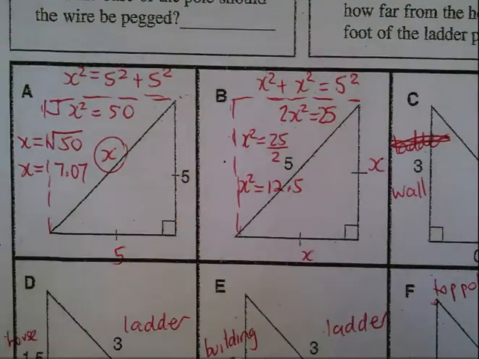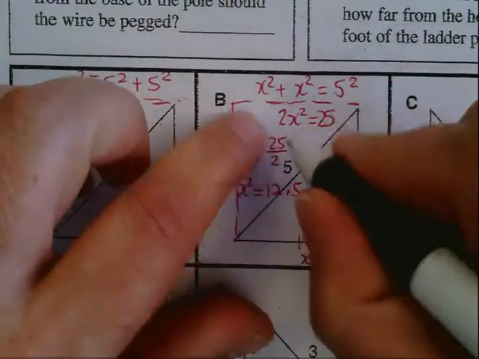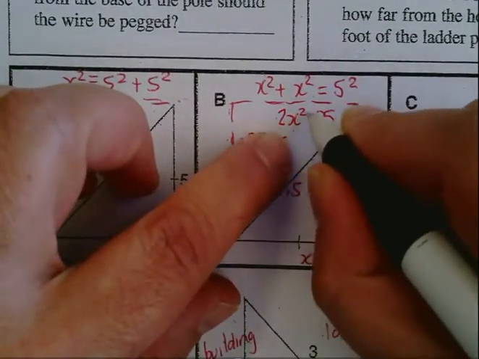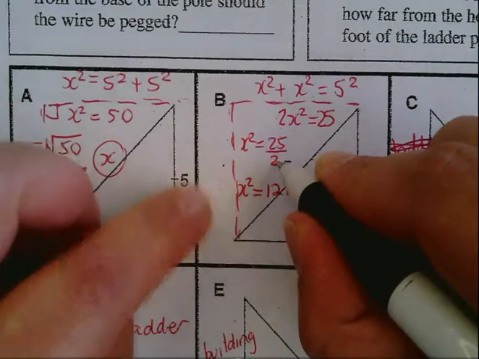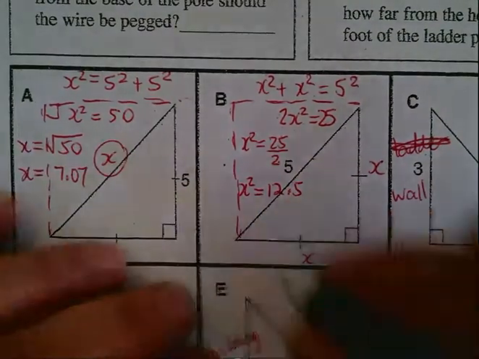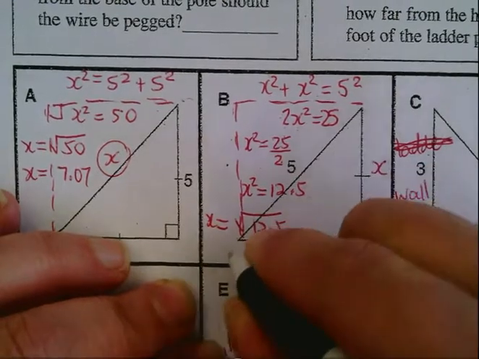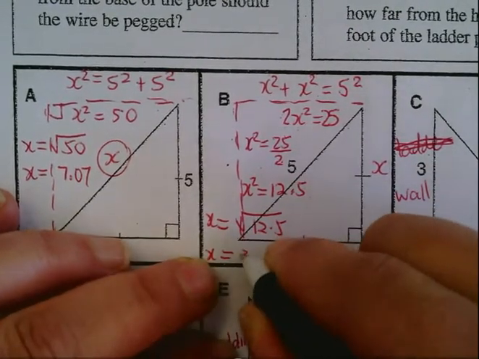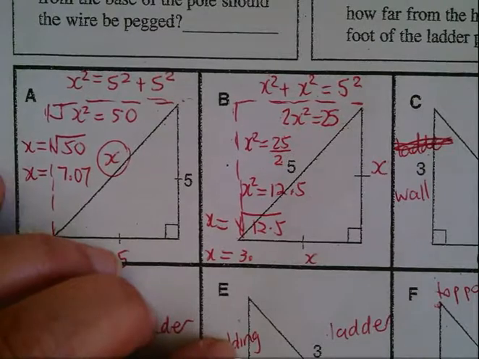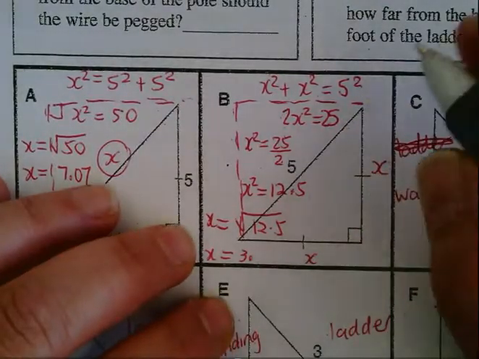I need to get the x on its own. So if this is 2 times something is 25, then that x squared is 25 divided by 2, which is 12 and a half. Now what do I do? X is the square root of 12.5, which is going to be about 3 point something. It is 3.7.